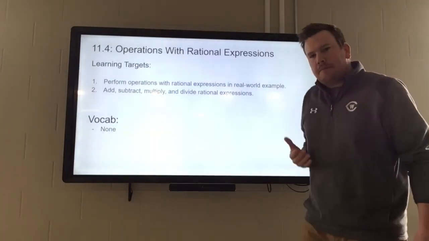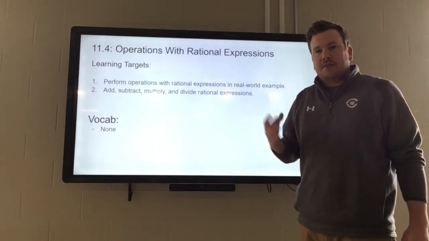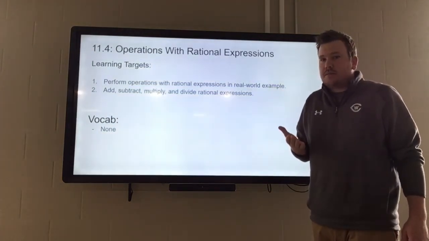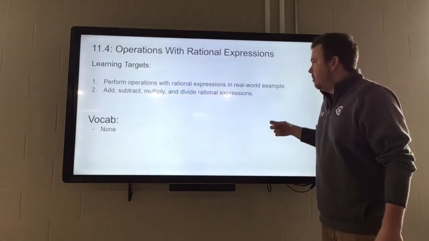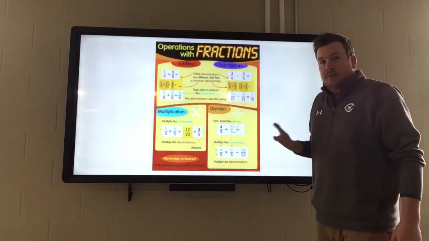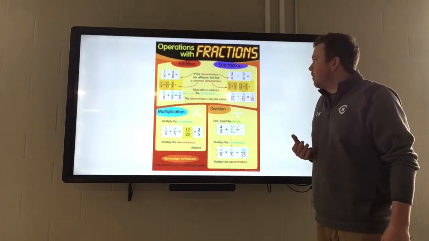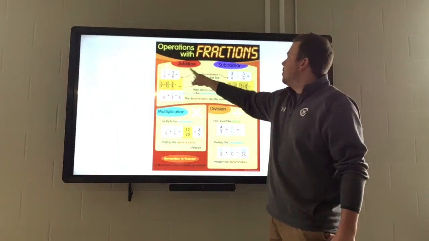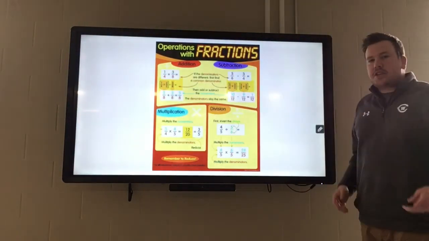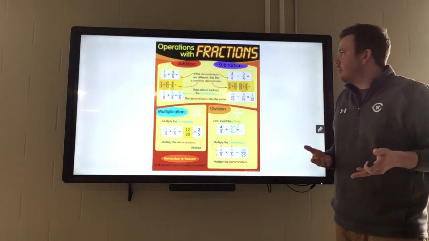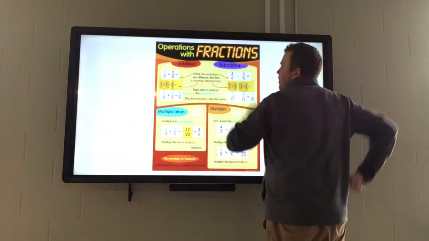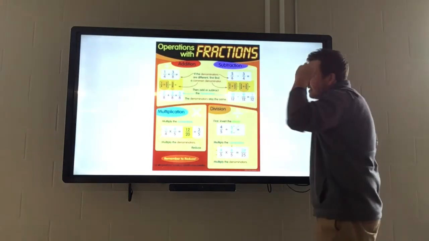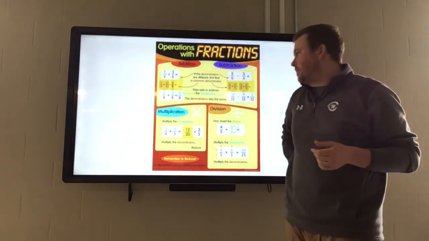Now, if you remember, when we defined a rational expression, it was a polynomial over a polynomial. So really what we're dealing with here are fractions. So let's back way up. Let's talk again about how to do these operations with fractions. If we are going to perform addition or subtraction, you need to make sure you have the same denominator. Alright? So you get a common denominator. Then you add or subtract the numerators, the denominators stay the same, and then you simplify from there.